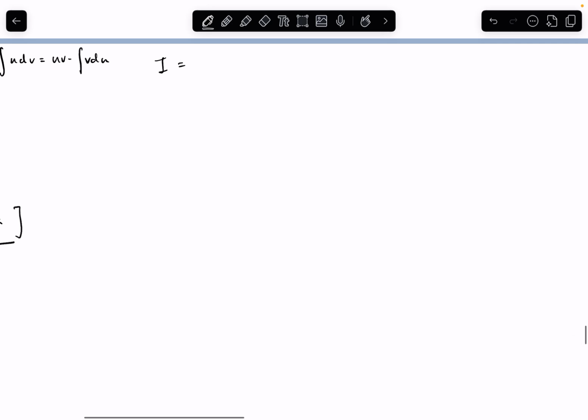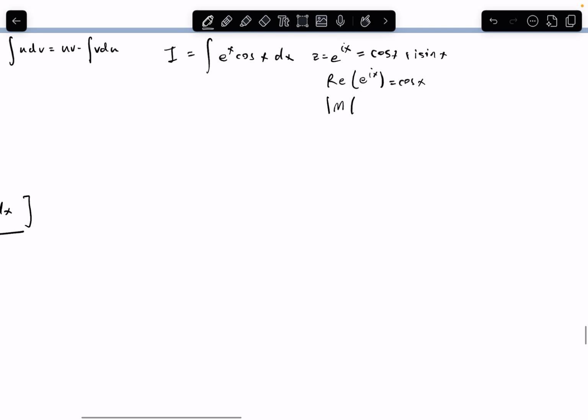I'll say right here, I equals the integral of e to the x cosine x dx. And by Euler's formula, we know that e to the ix is equal to cosine x plus i sine x. So if we take the real part of e to the ix, we'll just get cosine x, okay? And similarly, if you take the imaginary part of e to the ix, you will get sine x. All right, so by this, we know that I is equal to the real part of this integral right here, e to the x times e to the ix dx, okay?